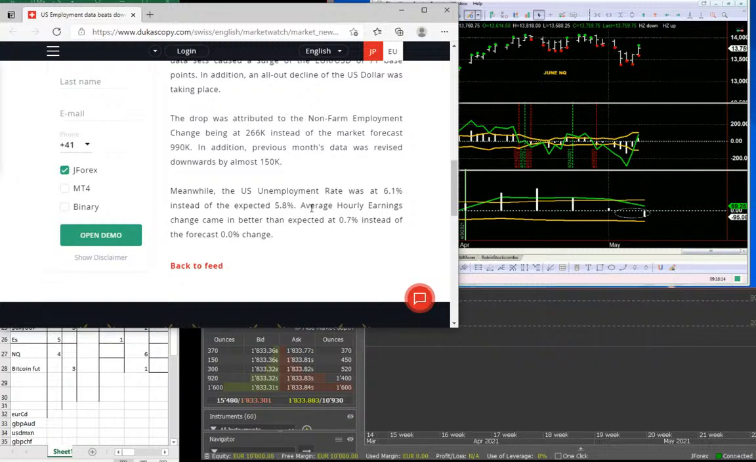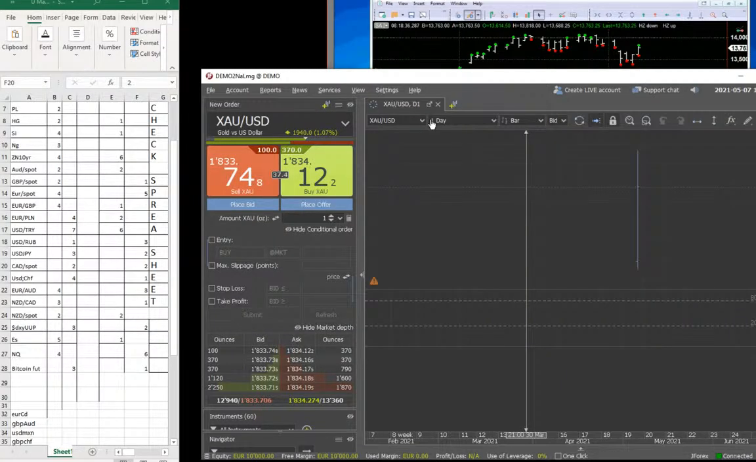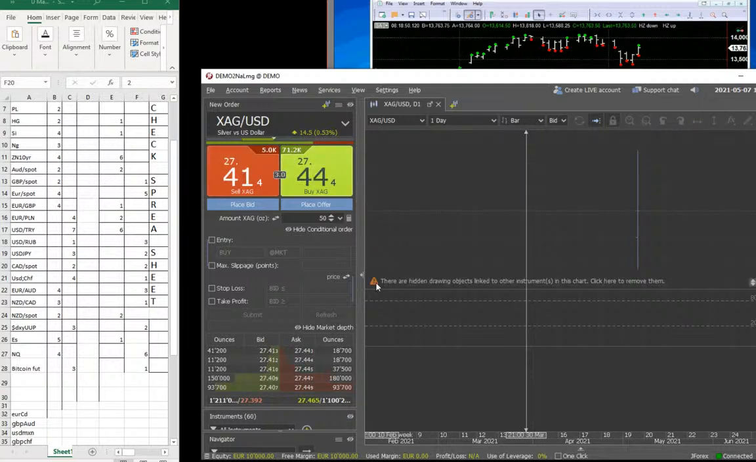Whoa, what happened here? Why aren't we seeing, what's this all about? That's gold, right? What happened to our gold? Let's try silver. What's that little warning sign? It says there is a hidden drawing object linked to other instruments in the chart. Click here to remove them. What's that? Maybe that's it? I don't know. Let's close JForex for a second and start over again.